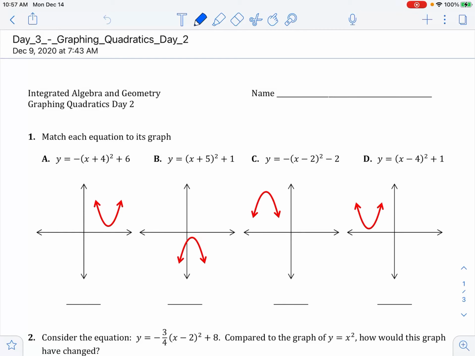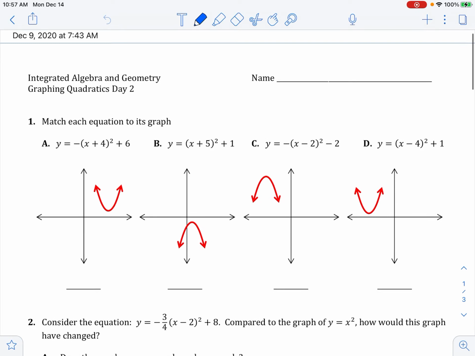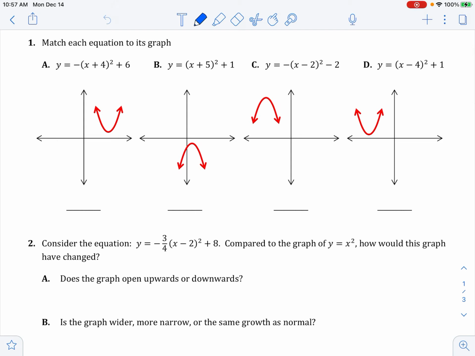All right, so this is Graphing Quadratics Day 2. It is just practice and review of Graphing Quadratics Day 1. So this first part here is match each equation to its graph.